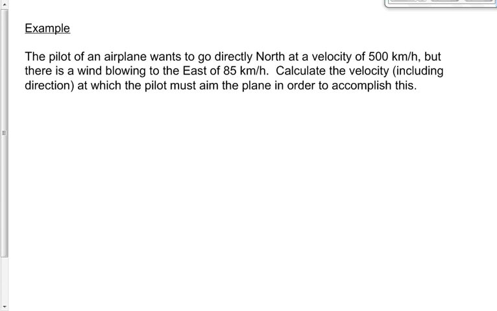You can see that as a pilot or as a captain of a ship, this might be a good skill to have, vector analysis. If you want to end up going right there, but there's a wind blowing you this way, you better know where to aim so that you end up going right there, right?